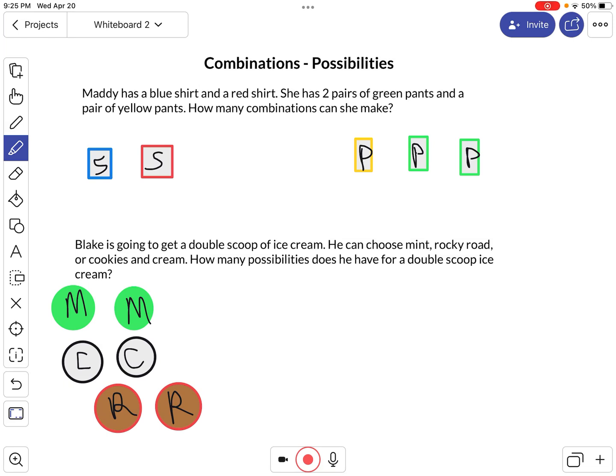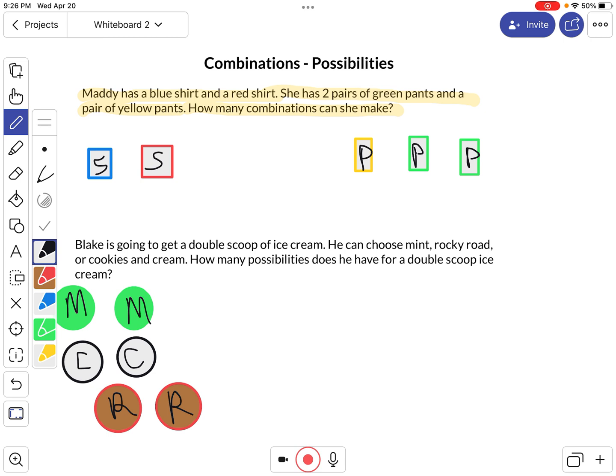Let's review how to solve word problems where you have to find combinations or possibilities. Here's our first sample. Maddie has a blue shirt and a red shirt. She has 2 pairs of green pants and a pair of yellow pants. How many combinations can she make? How many different outfits can she make out of the clothes that she has?